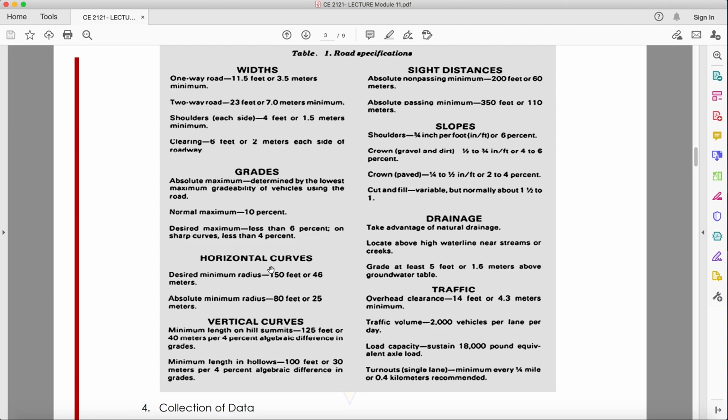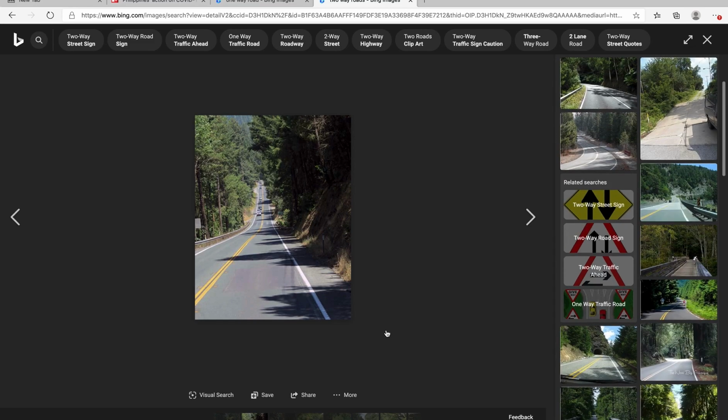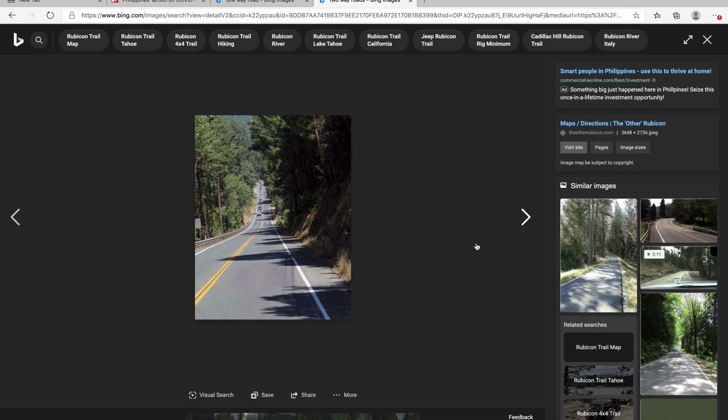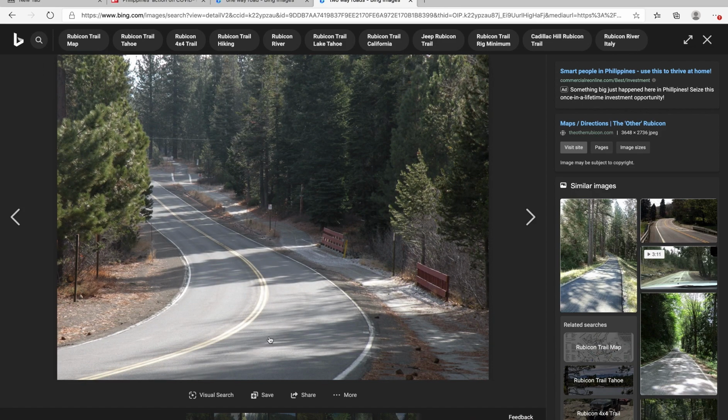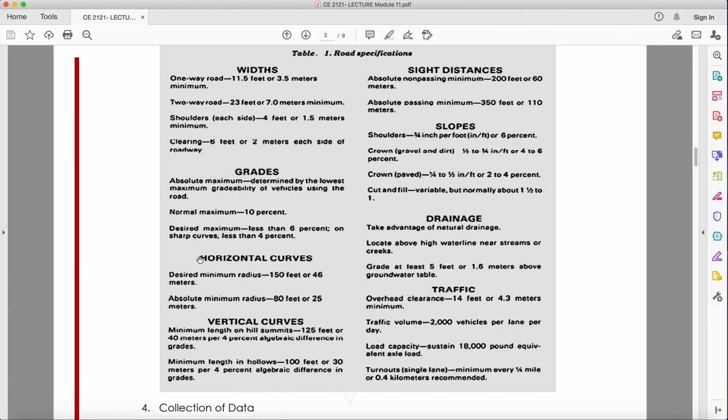Okay? Now, when we say horizontal curve, ito yung pag-zigzag. This is the shifting of direction, north, south, east, west. Yan yung pag-zigzag. For example, here, it is this direction, then it is shifting towards that direction. So that is horizontal curve. Now with respect to elevation, that is vertical curve, or that is with respect to the grade. Now, the desired minimum radius is 150 feet or 46 meters. We will try to understand later on yung desired radius.